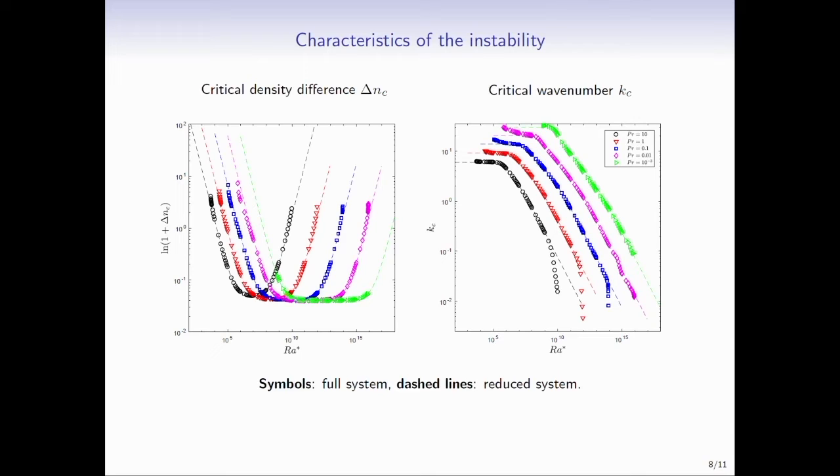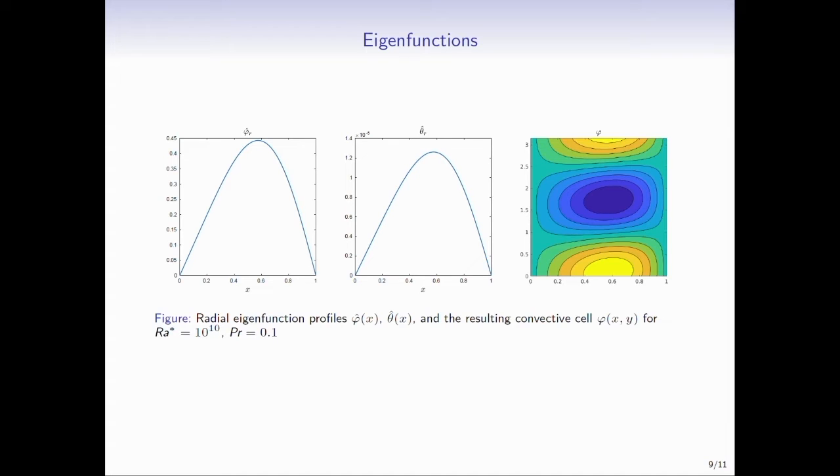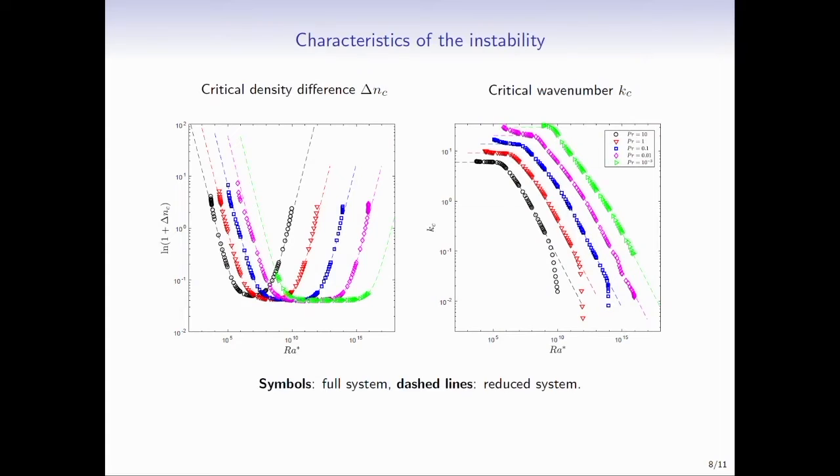Overall, there is very good agreement between the results from the reduced system and the full numerical solution. This agreement is particularly good when we're below 1 on the y-axis here. That's because my density difference at onset is small, so all the terms that I neglected in creating the reduced system are small. In fact, the solution to the full system looks like the sinusoidal solutions of the reduced system, hence the good agreement.